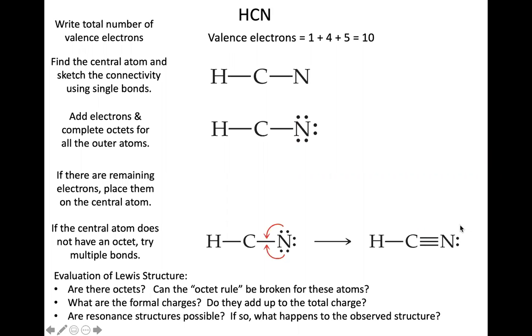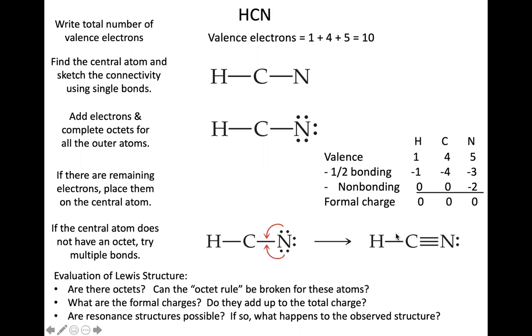I want to do my usual plan here. Let's check the formal charges on this. The hydrogen has a formal charge of 0. 1 valence electron, it gets half of the bond, formal charge of 0. How about the carbon? 1, 2, 3, 4 contributions from the bonding. No non-bonding, gets a value of 0 overall.